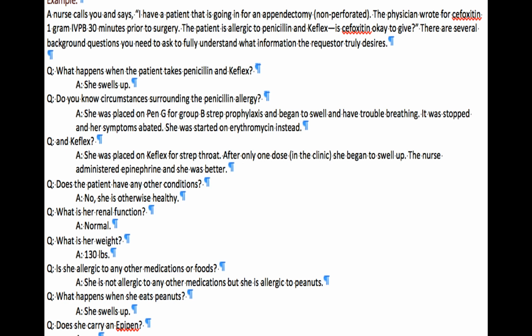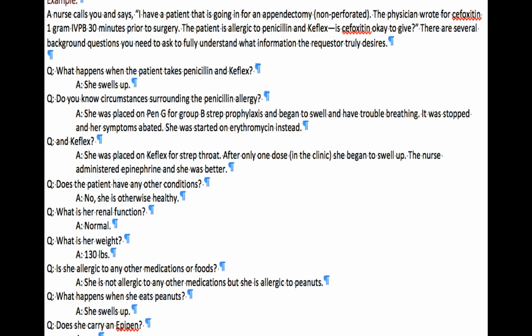So here is an example. A nurse calls you and says, "I have a patient that's going for an appendectomy. The physician wrote for cefoxitin, 1 gram, IV piggyback 30 minutes prior to surgery. However, this patient is allergic to penicillin and Keflex. Is it okay if cephalexin is given?"